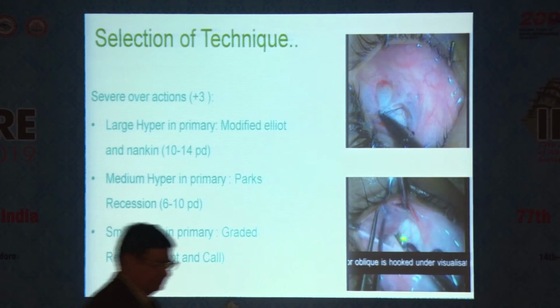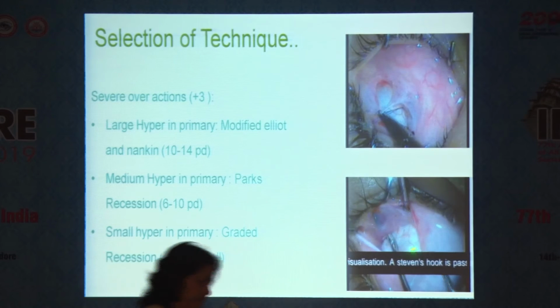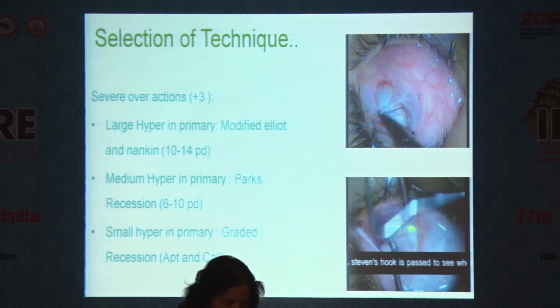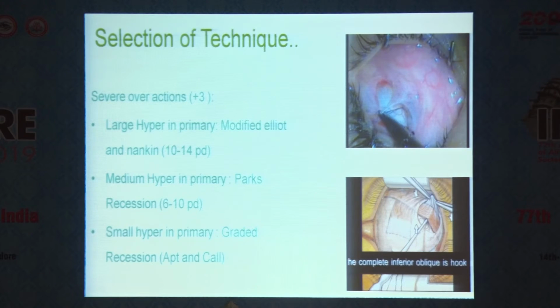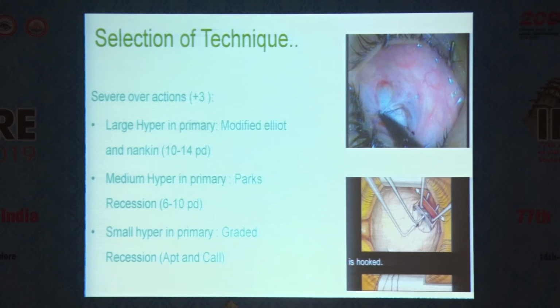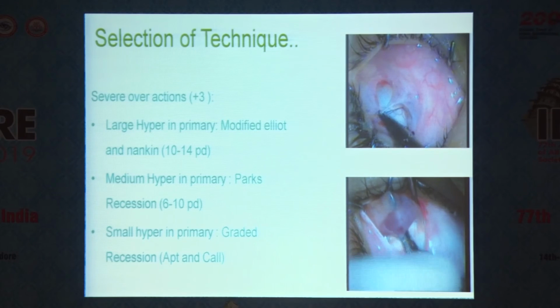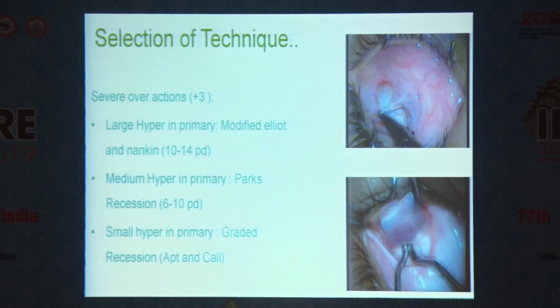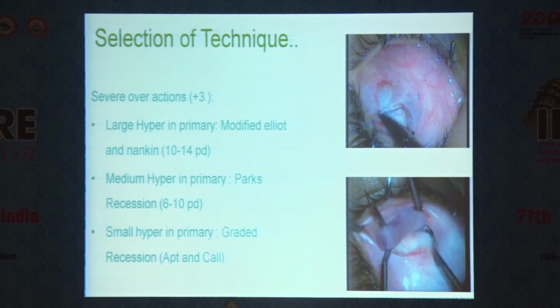So this is also to show how you have to hook the infraoblique. You have to see it and then grab it and then pass a hook underneath it, and then you have to see through the infraoblique, and you can actually see the sclera. If you can see the sclera, then you have hooked the whole muscle. It is very important to hook the whole muscle because infraoblique can have a couple of multiple insertions also. So you hook the muscle under direct visualization, and then you cut it and then tie the sutures, and then the infraoblique is ready to be tied at a new insertion. So for Parkes recession, it will be 3 millimeters posterior to inferior rectus and 2 millimeters temporal.